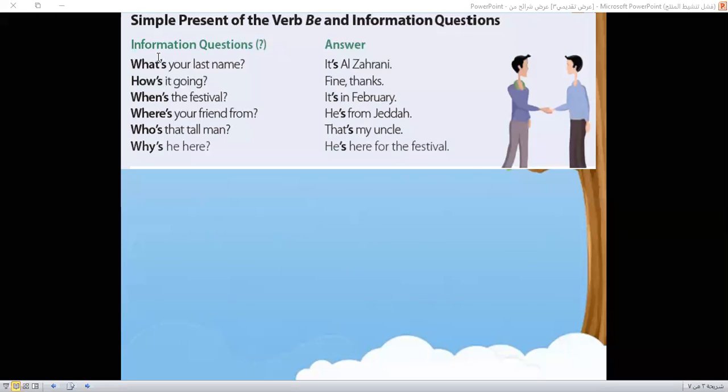The information questions here, as you can see: what's your last name? As you know, the apostrophe here is for is. So what is your last name? I'm going to say, what's your last name? It's Al Sahrani, for example. How is it going? I'm going to use the apostrophe and then pronounce it. When's the festival? Where's your friend from? Who's that tall man? And why is he here?